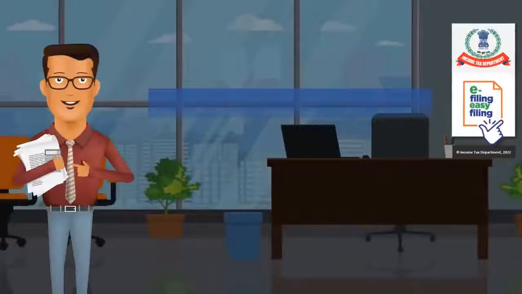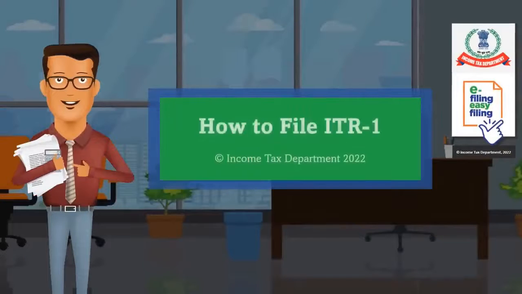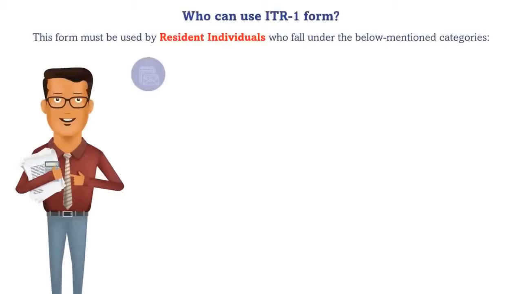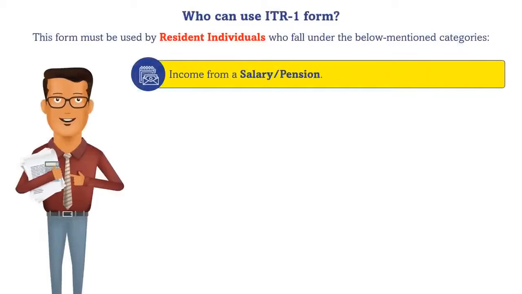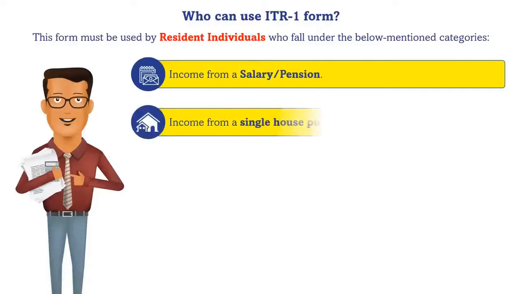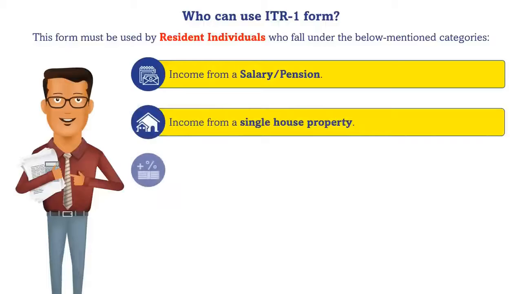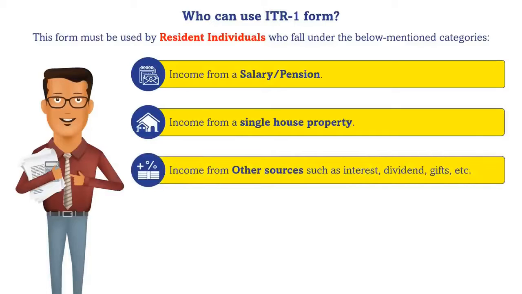This video is on how to file ITR-1. ITR-1 form can be filed by those resident individuals who have income from salary or pension, income from a single house property. You can also have income from other sources such as interest, dividend, gifts, etc.